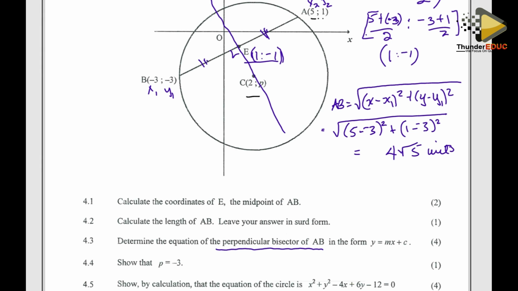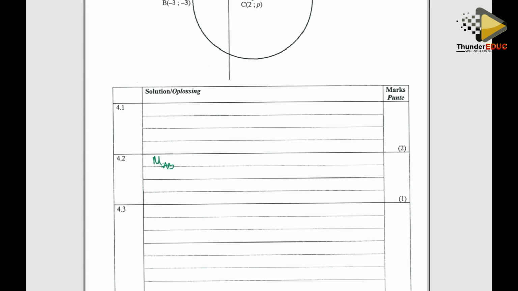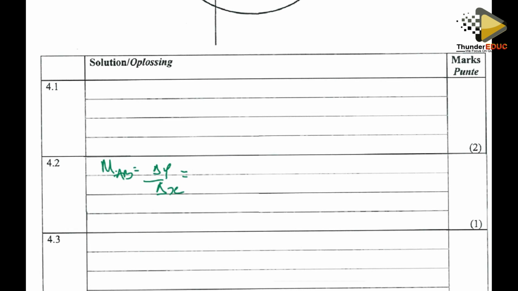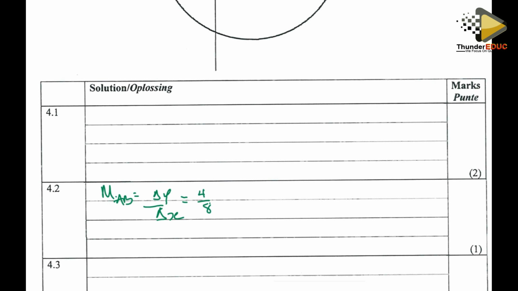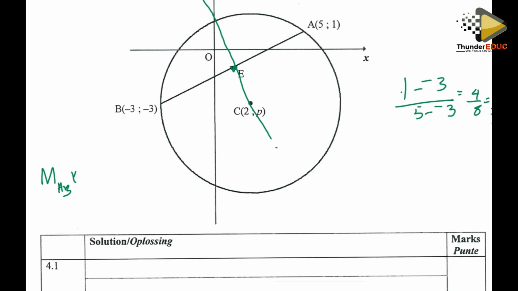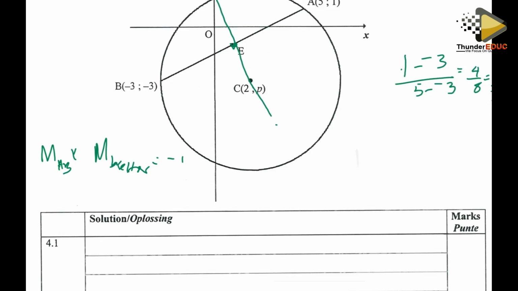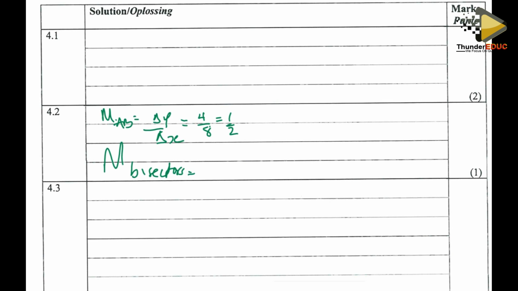The gradient of AB is going to be change in y over change in x, which is 1 minus -3 over 5 minus -3. So that's going to be 4 over 8, which gives me a half. But we know that lines that are perpendicular must give us a product of -1 when we multiply the gradients. So the gradient of AB times the gradient of the bisector must get a -1, which means the gradient of the bisector must be -2.